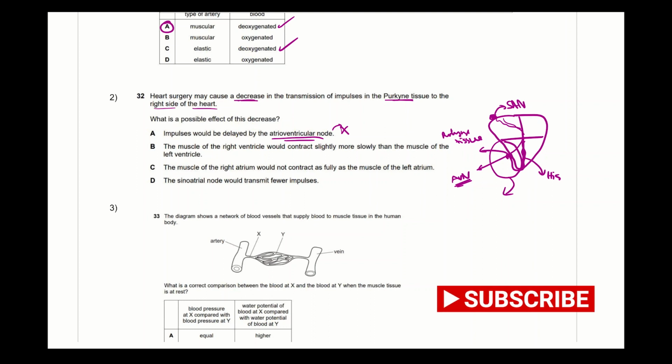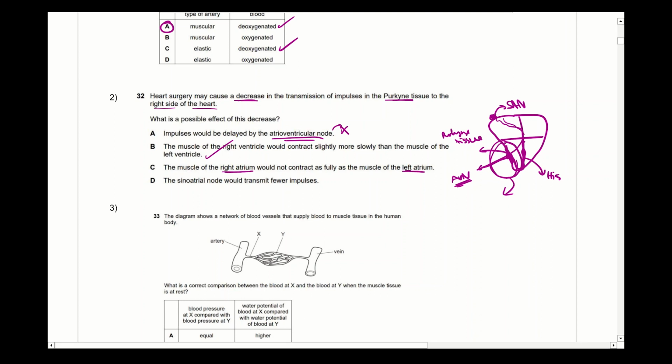B. The muscle of the right ventricle would contract slightly more slowly than the muscle of the left ventricle. This is correct because we said that the transmission is delayed at the Purkinje tissue in the right side, and we said it's at the apex, therefore it's at the ventricle. Therefore this is correct. C. The muscle of the right atrium would not contract as fully as the muscle of the left atrium. We just mentioned that the Purkinje tissue is actually found at the ventricle, therefore this is incorrect.